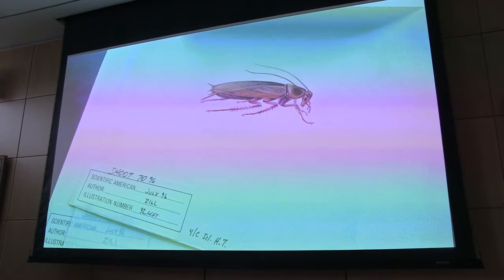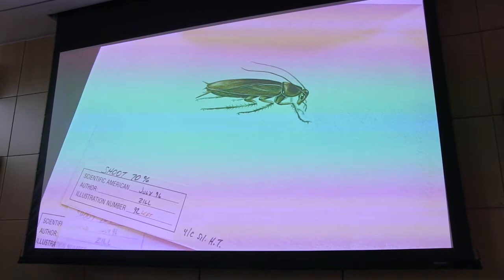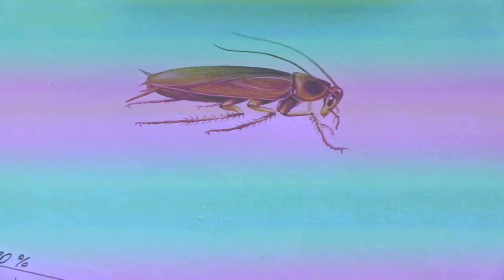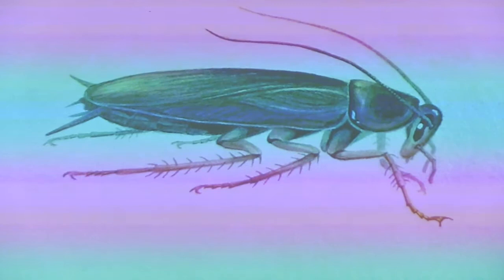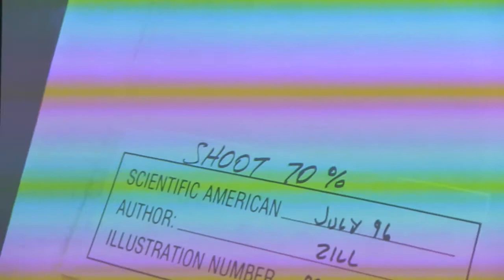I entered the publishing scene after graduate school as an intern at the art department at Scientific American, thanks to my mentor, Ed Bell. This is my first illustration for the magazine, a watercolor cockroach. My internship turned into a full-time job. And as my role shifted from artist to art director, I found myself setting my watercolors and pens aside and turning to the computer as my primary tool.